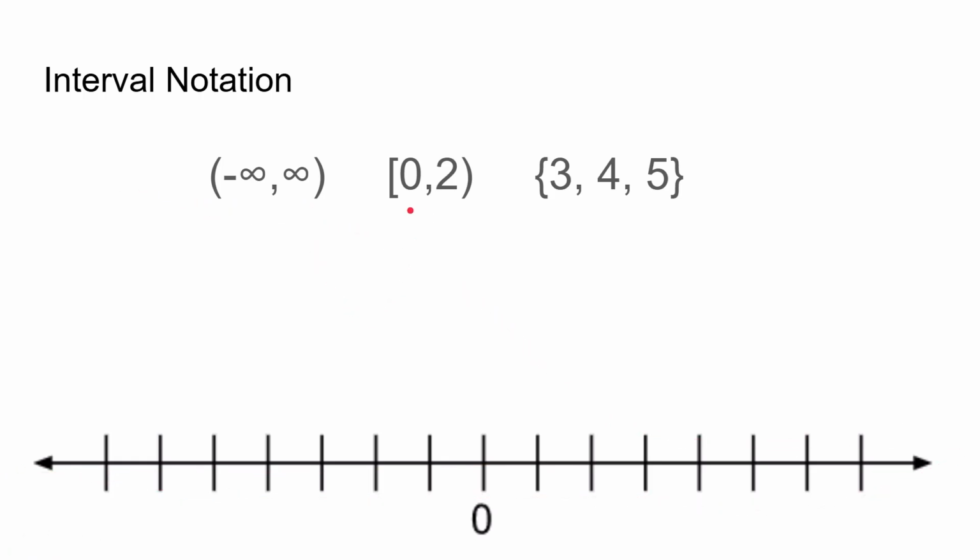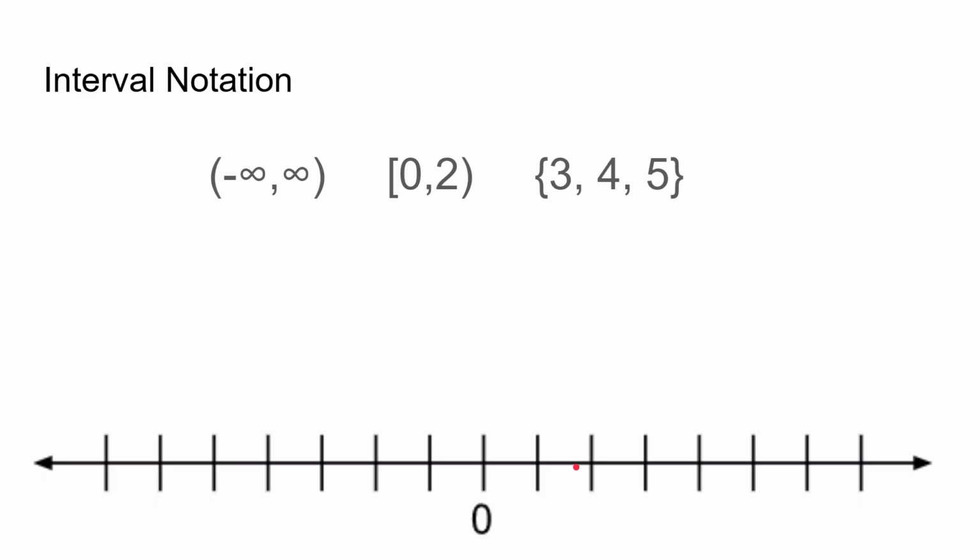For 0 to 2, that would be at 0, and this bracket means you include that point. So it would be at 0, and then you would extend to 2, but it wouldn't include 2. So 0 to 2 and everything but 2. So like 1.999 would work.